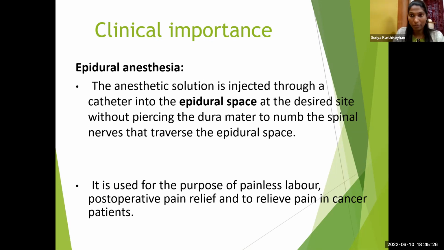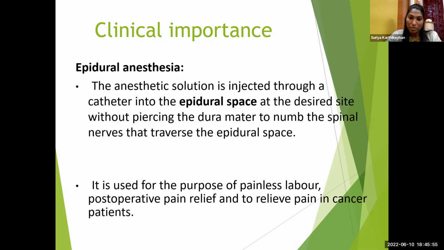Okay, the spinal nerves emerge through the intervertebral foramen. After it comes out of the dura mater, it will be entering the epidural space. So what happens is this solution goes and numbs all the spinal nerves that are traversing the epidural space, right? So this solution makes the spinal nerves numb there. Why is it important? Why is the anesthetic solution applied in the epidural space?